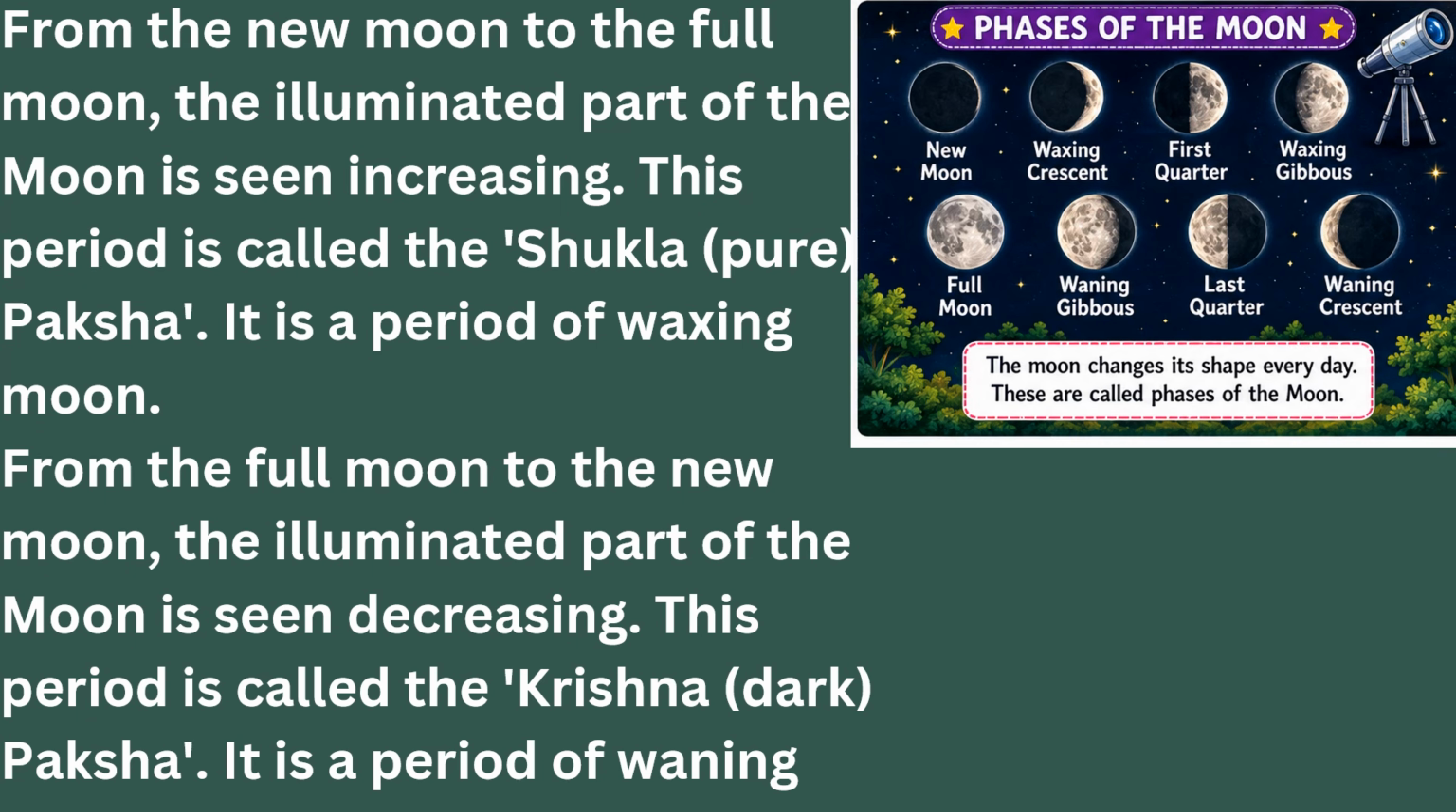And if you see, from new moon to full moon, the moon is seen increasing. This is called Shukla Paksha. It's a period of waxing moon. And from full moon to new moon, the moon is seen decreasing, less and less it becomes. That's called Krishna Paksha.